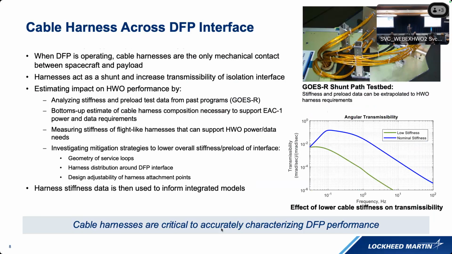And potentially we'll be investigating mitigation strategies to lower the overall stiffness and preload of the interface, and that involves careful consideration of the service loops, how we distribute this harness across the DFP interface, and potentially designing adjustability of the harness attachment points to reduce the preload. And you can see on the plot on the bottom right how the stiffness of the cables has a fairly sizable effect on the transmissibility of the whole system.